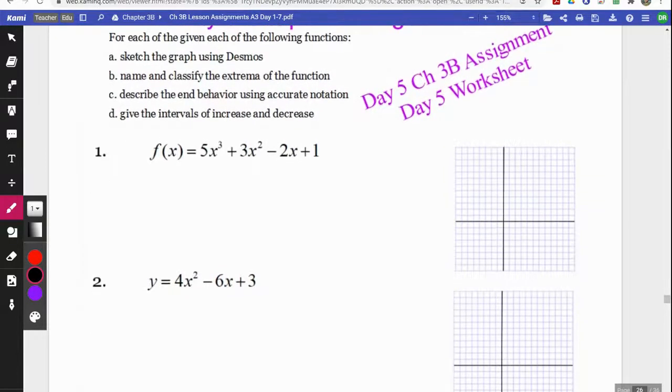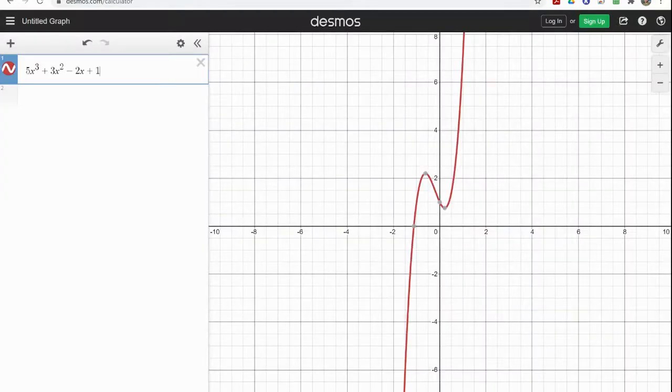All right, so I'll just do a couple examples. You want to put this into Desmos so you can get a picture of it. I already did that. Let's check to see I put it in right: x cubed, 3x squared minus 2x plus 1. Okay, and Desmos is awesome. So we can check out our critical points, our extrema really. Critical points would include both the intercepts, but we're not too concerned about that at this moment.